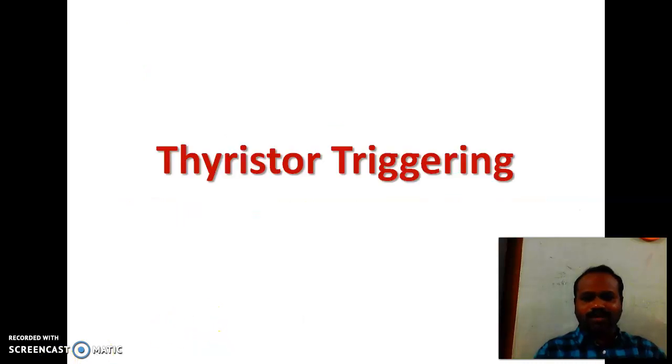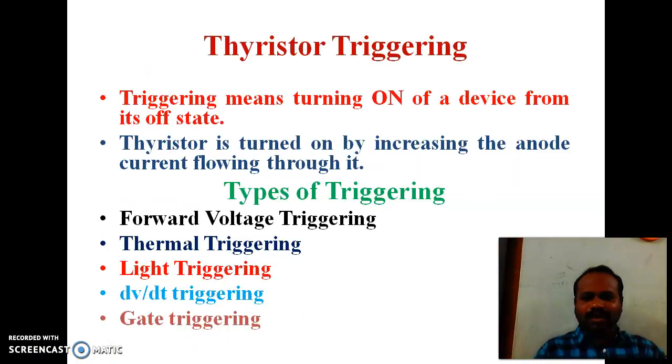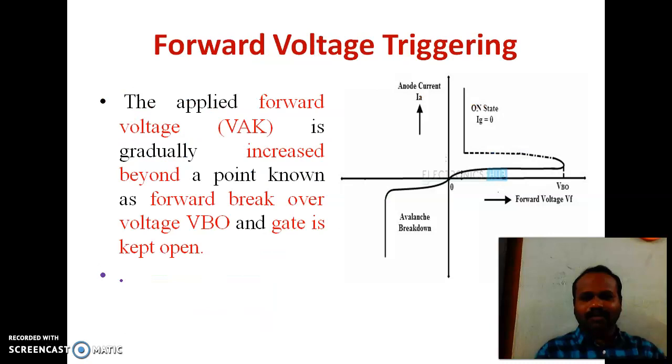Today's topic, thyristor triggering. Triggering means turning on of a device from its off state. Thyristor is turned on by increasing the anode current. There are 5 types of triggerings: forward voltage triggering, thermal triggering, light triggering, dV by dt triggering, and gate triggering. First one, forward voltage triggering.